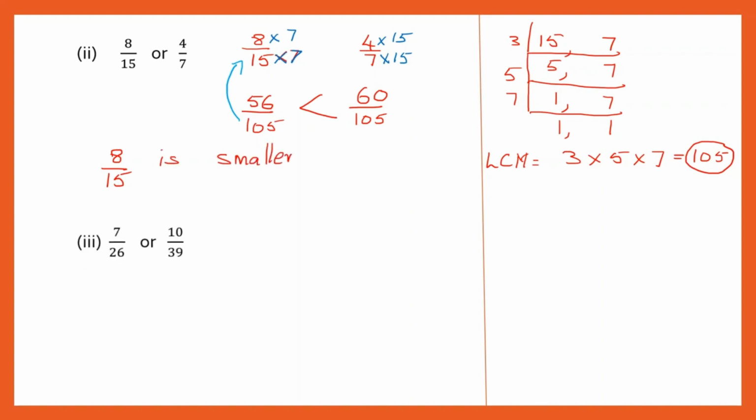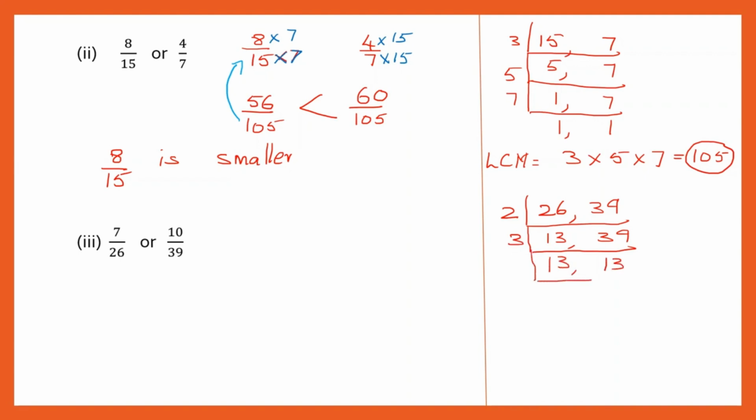Question 3. 7/26 or 10/39. Let's find the LCM. 26 and 39. Let's start with 2. 2 into what will give us 26? 2 1s are 2, 2 3s are 6, 13. I bring down 39. Now I go on to 3. 13 is not divisible. 3 1s are 3, 3 3s are 9.